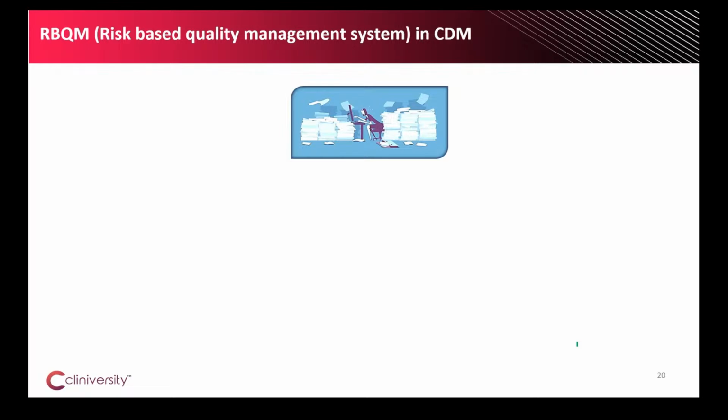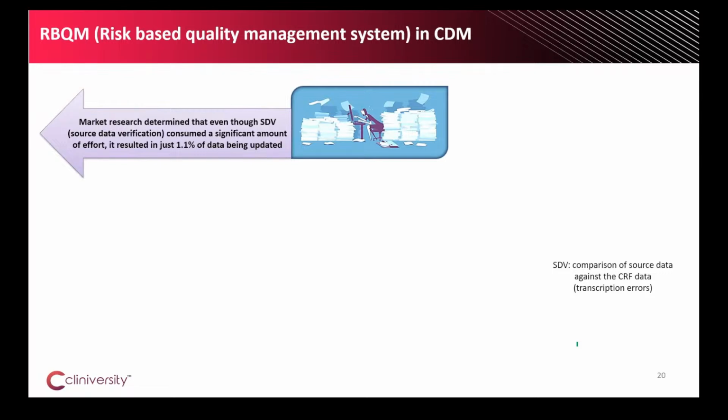Let's now understand the risk-based quality management system. Now, this is basically about identifying where exactly your data is at risk and then concentrating your efforts towards mitigation of those risks. So the entire system is built on identifying where errors can most likely happen. There was a market research and it determined that even though SDV consumed a very large amount of time, in most of the monitoring visits a significant part was taken by this SDV activity.